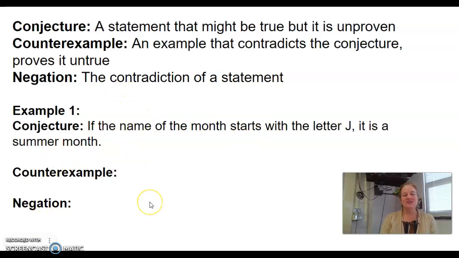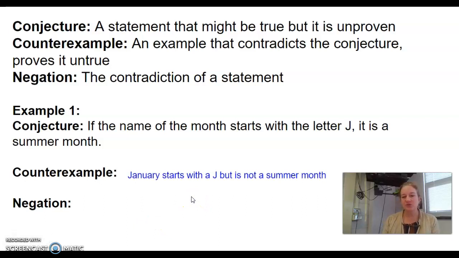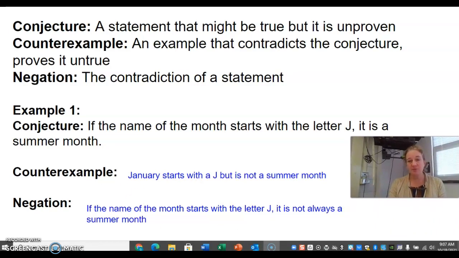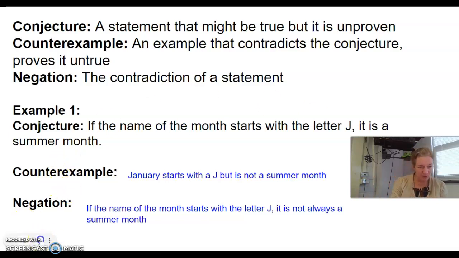So let's do a simpler example. A conjecture: if the name of the month starts with the letter J, it is a summer month. Oh, well, that's true for June and July. But is there another J month in our year? Yes, January. So wait a second, January starts with a J, but it's not a summer month. That's the counterexample. Oh, wait, so the conjecture is not true. So the negation of our statement, if the name of the month starts with the letter J, it is not always a summer month. That is true. So our conjecture was not true. The negation of our conjecture was true. And if you think this way and process words this way, you'll be a much better arguer.